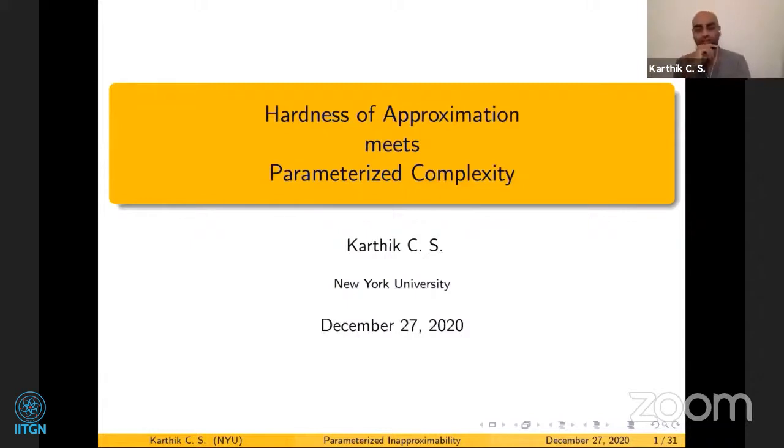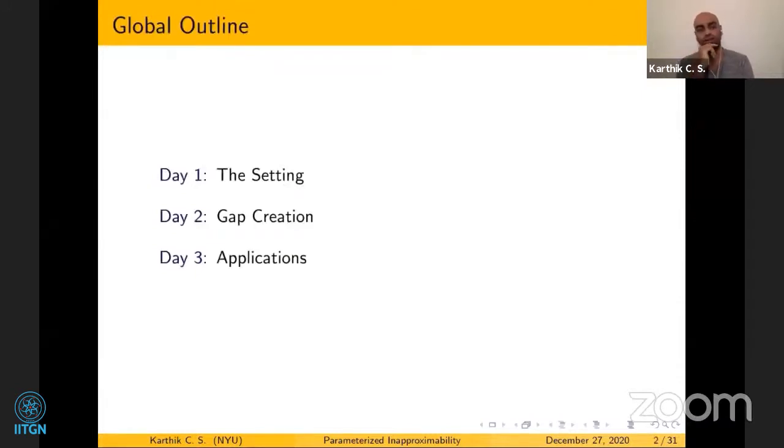So this is the second lecture. And as I said, I wanted to slowly introduce the area of hardness of approximation and parameterized complexity. Let me recall the global outline. Yesterday I defined some key problems of interest in parameterized complexity and introduced a bit of coding theory. Today we are going to use everything that we saw yesterday and actually prove some hardness of approximation results from scratch. And tomorrow we are going to prove some actual applications of the results that we use.